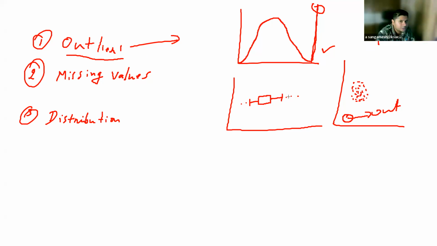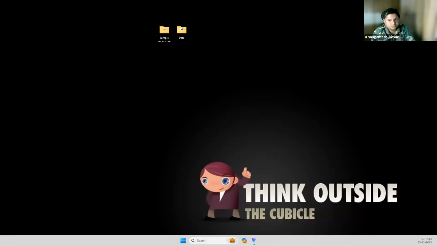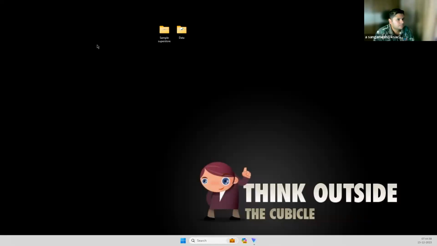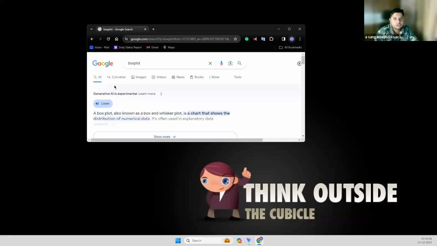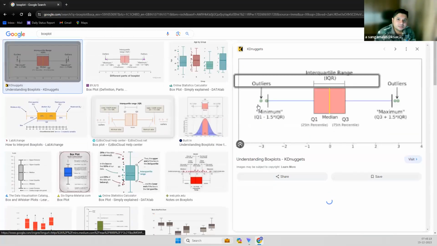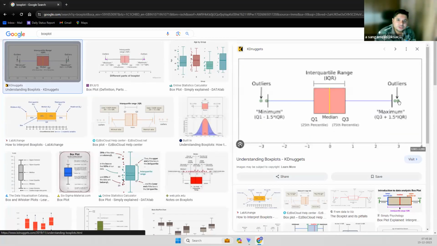So what I'm going to do is take this particular screenshot. Let me show you. I'm just going to click something on a box plot and show you the image. Can you see this? These dots are your outliers. So this is how companies identify that they are outliers.